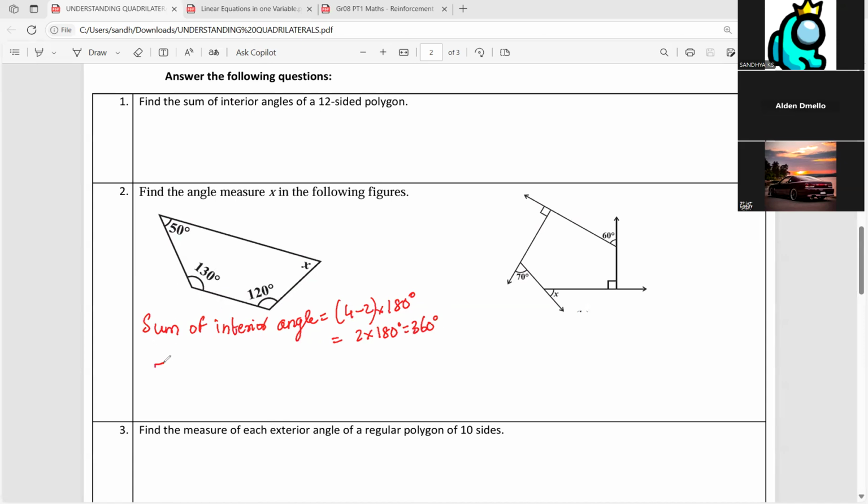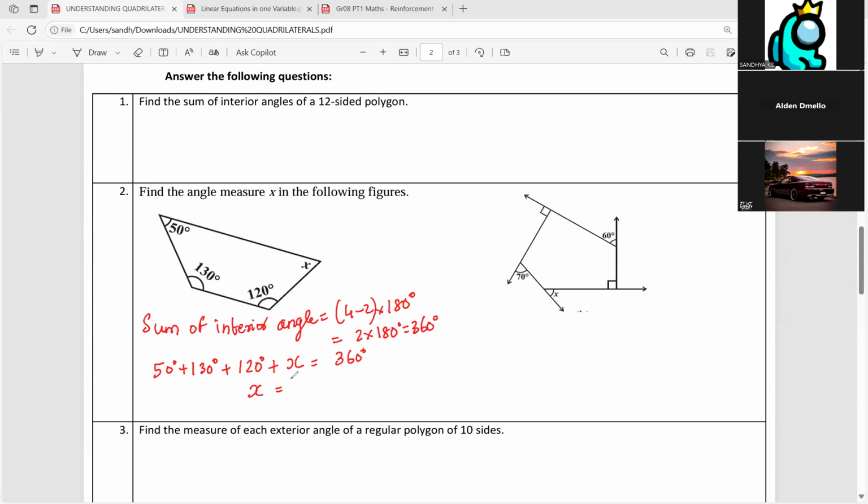Now you can do 50 degree plus 130 plus 120 degree plus x equal to 360 degree. Now you can find x. X is equal to 60 degree, because when you add 50 plus 130 plus 120, you will get 300.